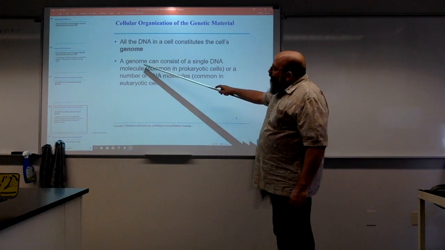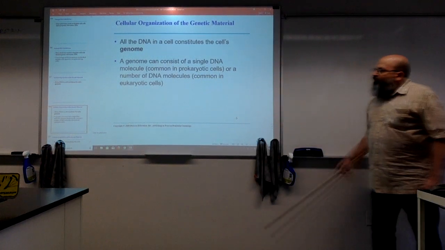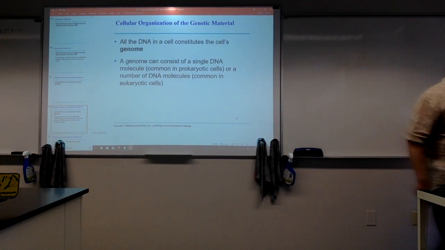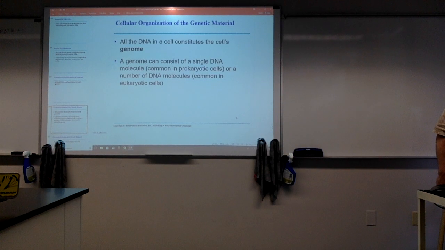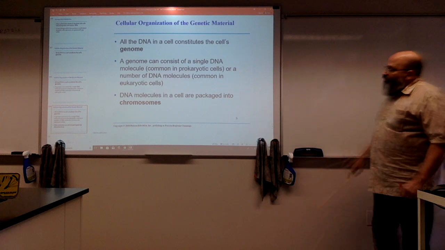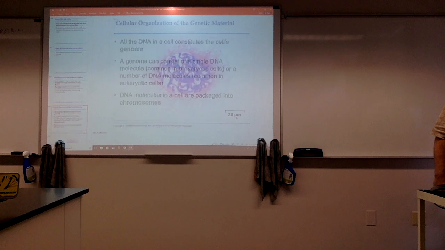Okay. So a genome can consist of a single molecule, in other words, just a single chromosome, like in prokaryotic cells, or a number of molecules, common in eukaryotic cells. How many chromosomes do humans have, by the way? 23? 23 pairs. 46 chromosomes in each cell. Okay? So DNA molecules are packaged into chromosomes. And humans have a characteristic number of 46.